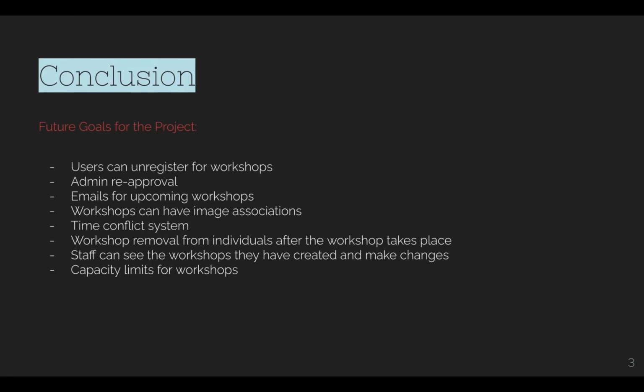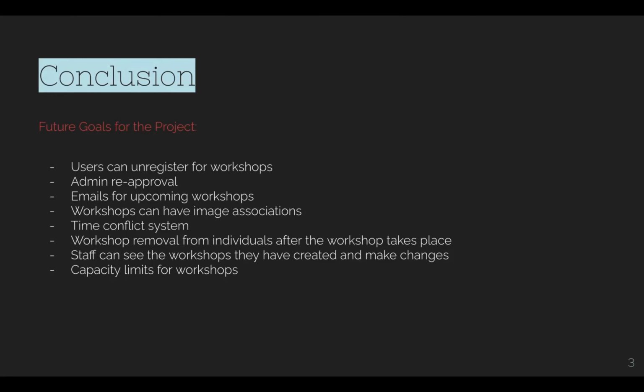So some future goals we have for the project: we'd really like users to be able to unregister for workshops. We'd like admins to request reapproval as opposed to just deny, approve, or have them edit it. We'd also like users to get emails for upcoming workshops. We would like workshops to have images associated with them. We would like to implement a time conflict system, that way a user cannot sign up for 2 workshops at the same time or gets a notification if they are doing that. We'd also like to see workshop removal from individuals after the workshop takes place.